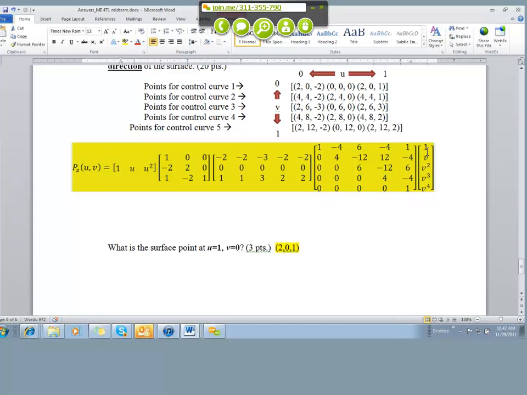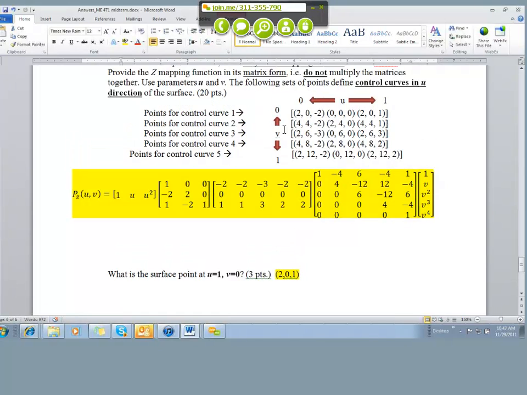MVE transpose for the V curve. And then you write in 1, V, V squared, and V cubed. And that would have gotten you 20 points.